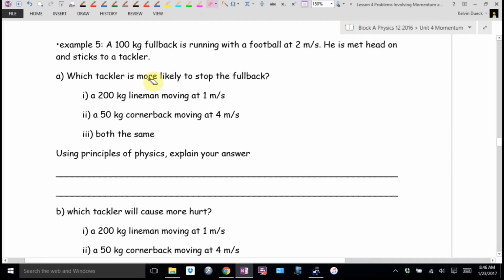Which tackler is more likely to stop the fullback? A 200 kilogram lineman moving at 1 meter per second, or a 50 kilogram cornerback moving at 4 meters per second? Or both the same? Connor? Convince me.